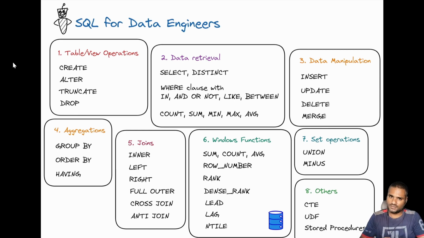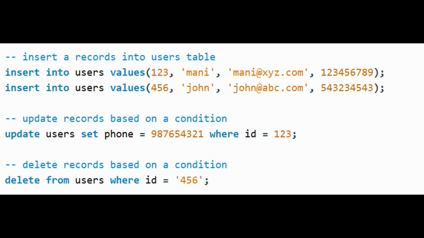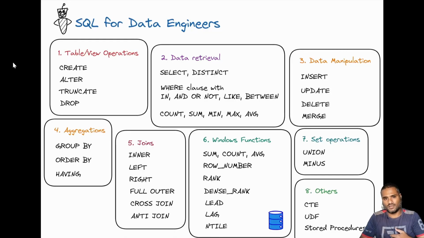The next step is data manipulation. Once the data is present in a table, and if you want to make modifications or add some data to that particular table, maybe add a row or update a row or even delete a particular row, we can use insert, update and delete operations respectively, right? The last one in data manipulation is merge.